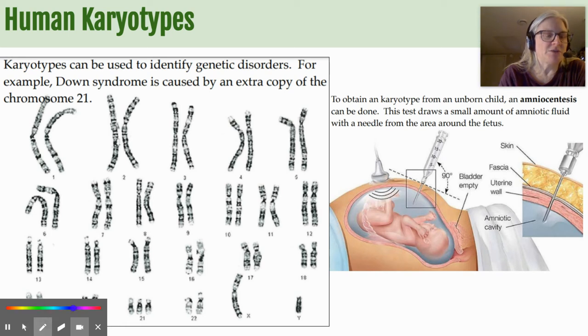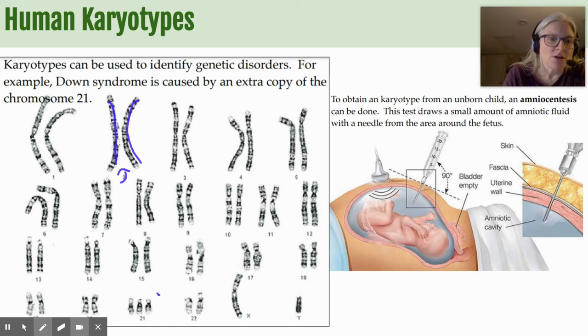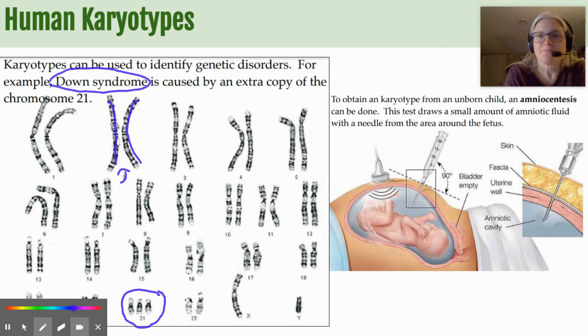So human karyotypes can be used to identify some genetic disorders. For example, Down syndrome is caused by having an extra chromosome 21. So you can see how there's normally just 2 chromosomes in each of these pairs. Well, for chromosome 21, there's an extra chromosome. So that is how Down syndrome is caused.